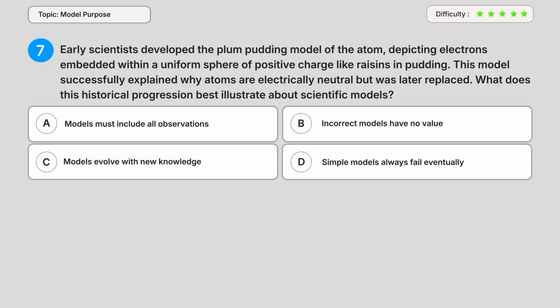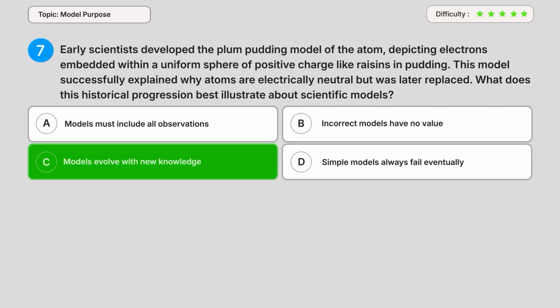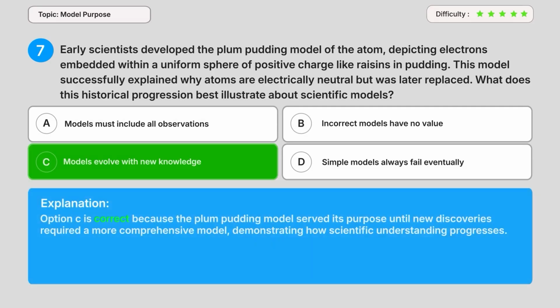Correct answer, C. Models evolve with new knowledge. Explanation. Option C is correct because the plum pudding model served its purpose until new discoveries required a more comprehensive model, demonstrating how scientific understanding progresses.